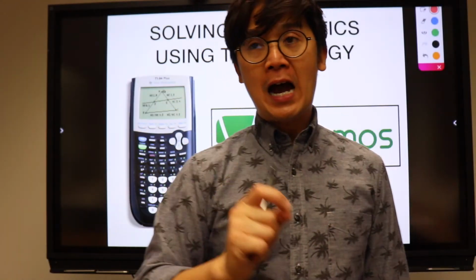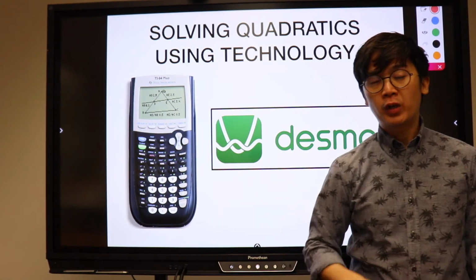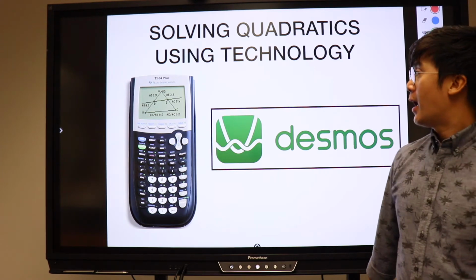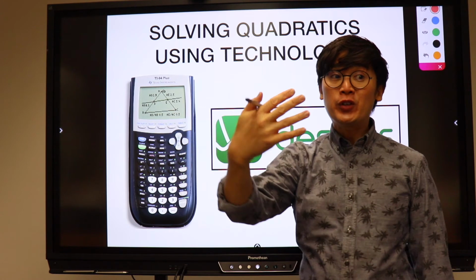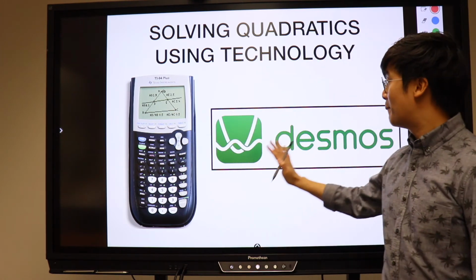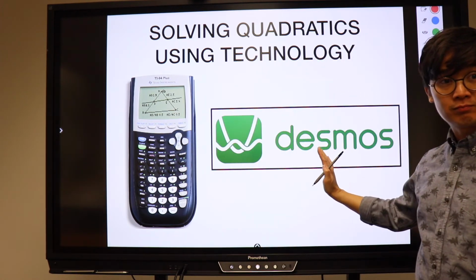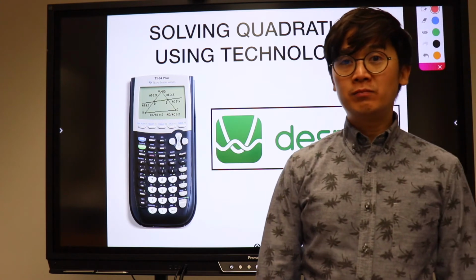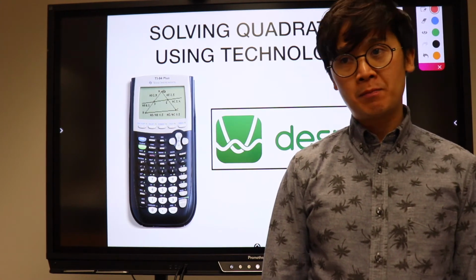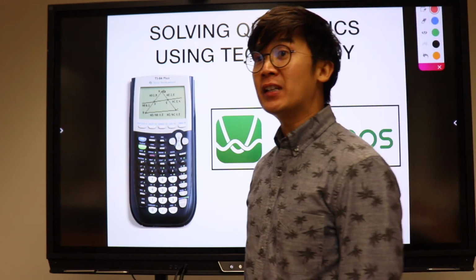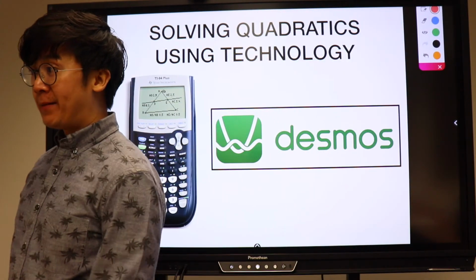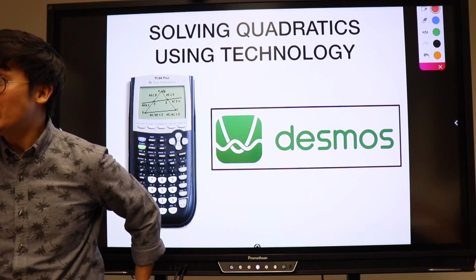Now, for the last method, we're going to be using technology. We're going to be using a graphing calculator, which I know you don't have right now, but I know you have your phone. So on your phone, can you please download Desmos? Go to your app store. This is a free app. Download it, and we are going to use it.